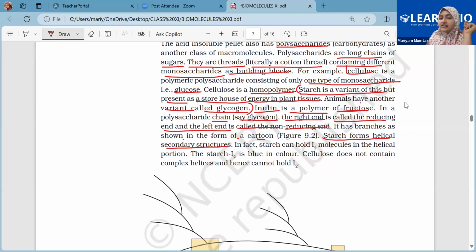In fact, starch can hold iodine molecules in the helical portion. The starch iodine is blue in color. Cellulose does not contain complex helices and cannot hold I2, that is iodine. So starch can hold iodine.